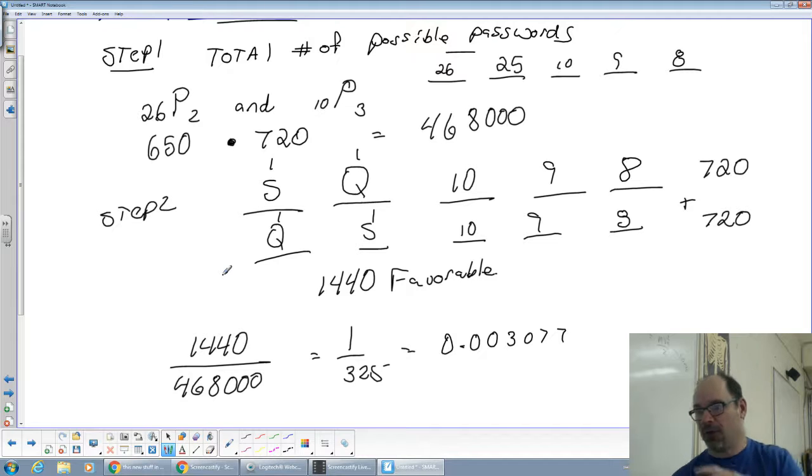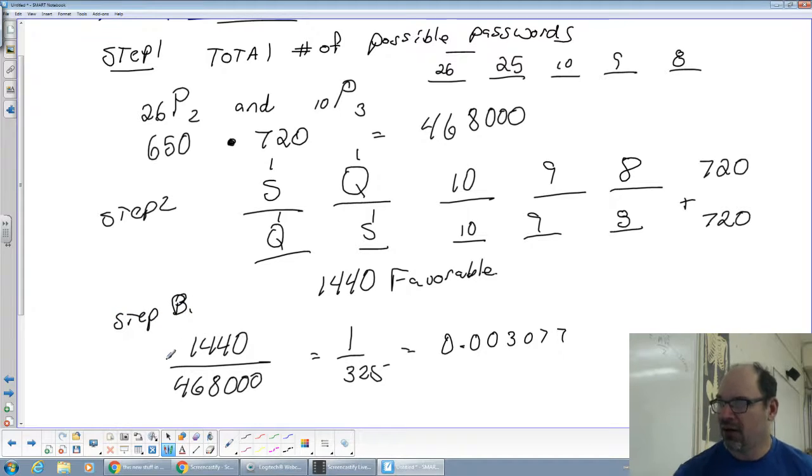Okay, so that's how we got the probability of that. So this is step 3, probability formula. Okay, the B part, we have to change this whole setup now.